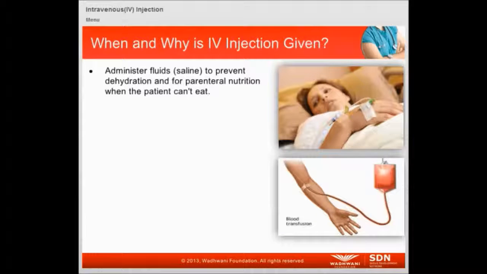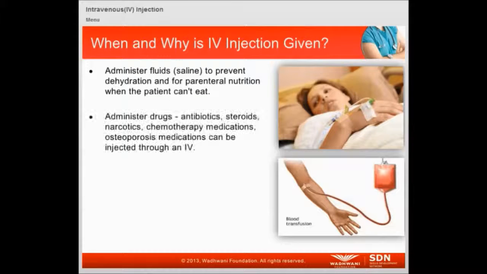IV injection is used to administer fluids or saline to prevent dehydration and for parenteral nutrition when the patient cannot eat. It is also used to administer drugs such as antibiotics, steroids, narcotics, chemotherapy medications, and osteoporosis medications. IV injection is administered for blood transfusion or to obtain laboratory specimens.